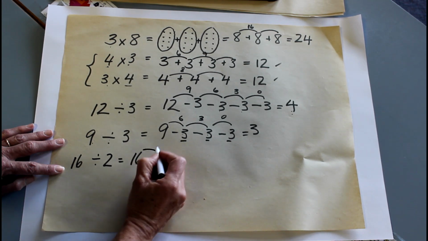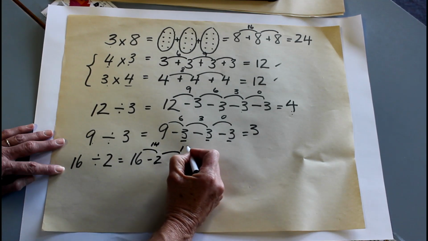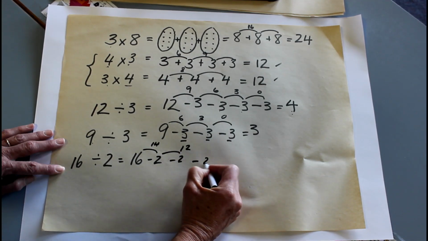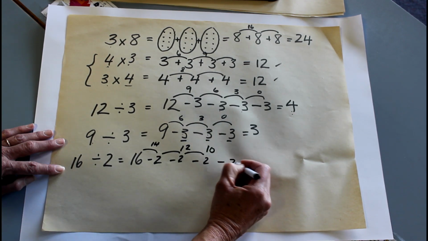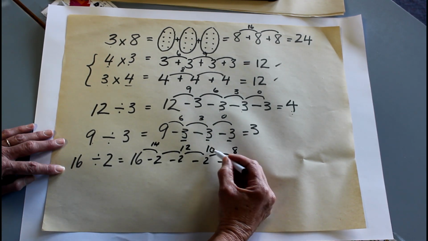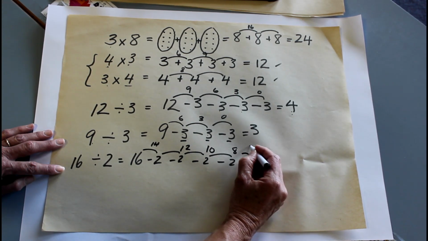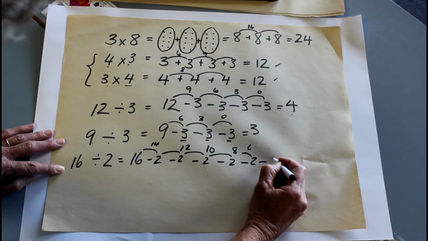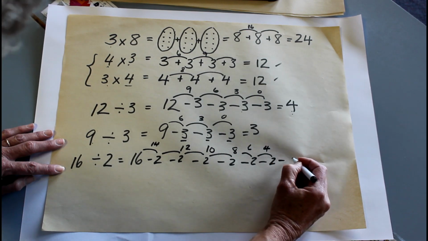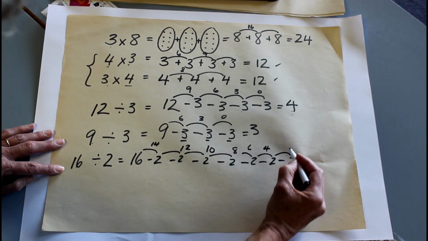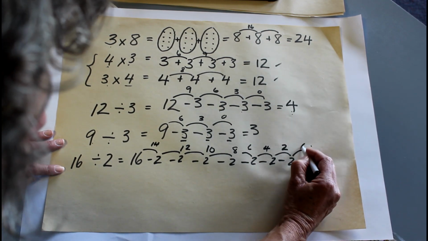So 16 take away 2 is 14. 14 take away 2 is 12. You need to take away another 2. So 12 take away 2 is 10. I need to do another takeaway, which is going to give me 8. 10 take away 2 is 8. Another 2. 8 take away 2 is going to give me 6. I'm going to need to take away another 2. 6 take away 2 is going to give me 4. I need to take away another 2. 4 take away 2 is 2. Now, my lucky last one, I'm going to have 0.